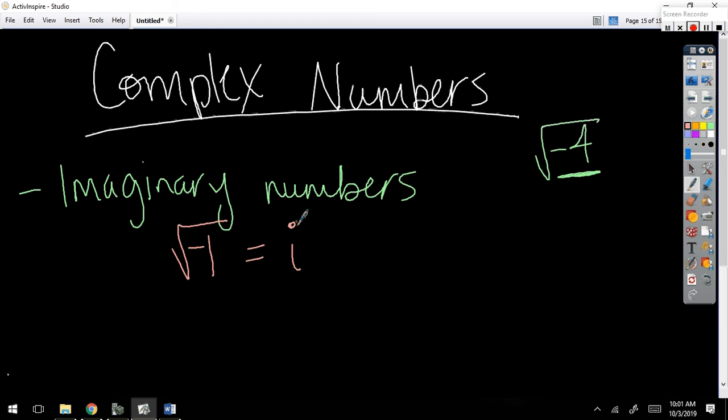So if we think about the way radicals work, remember we talked about simplifying radicals where we could break it into two, right?